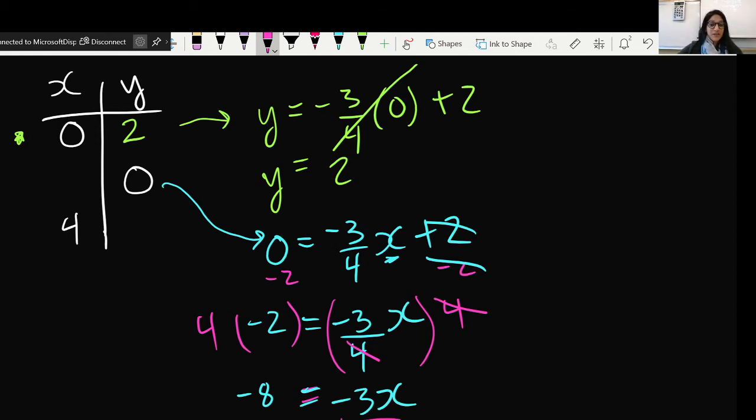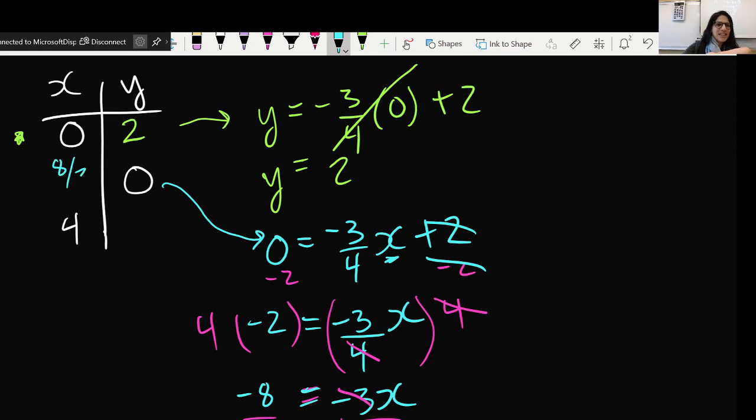Divide by negative 3, because negative 3 written beside x means they're being multiplied, right? So the opposite is dividing both sides by negative 3, which cancels this. So after all that hard work, what's my answer? Which didn't work out very nicely, but what is it? Is it negative? It's negative 8 over negative 3, so that's actually positive 8 over 3.